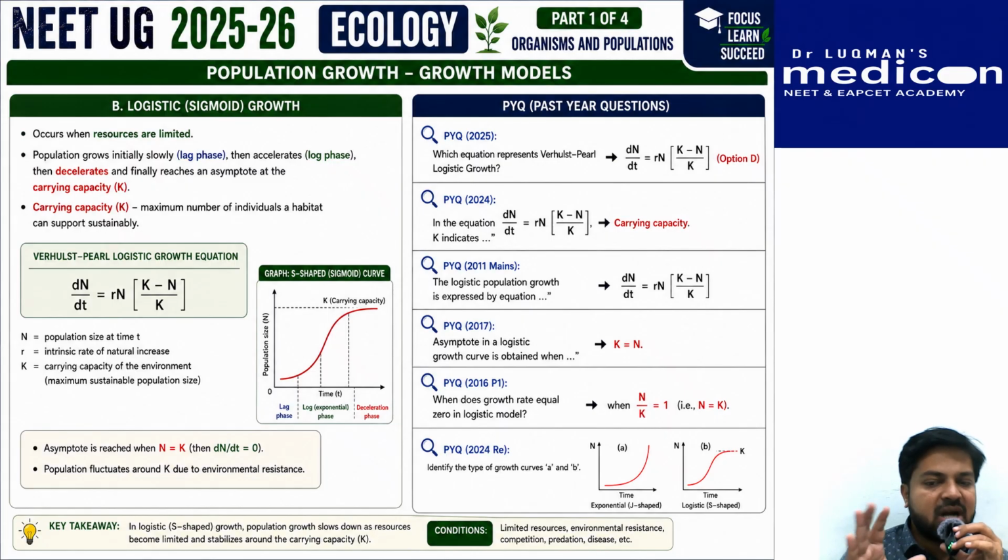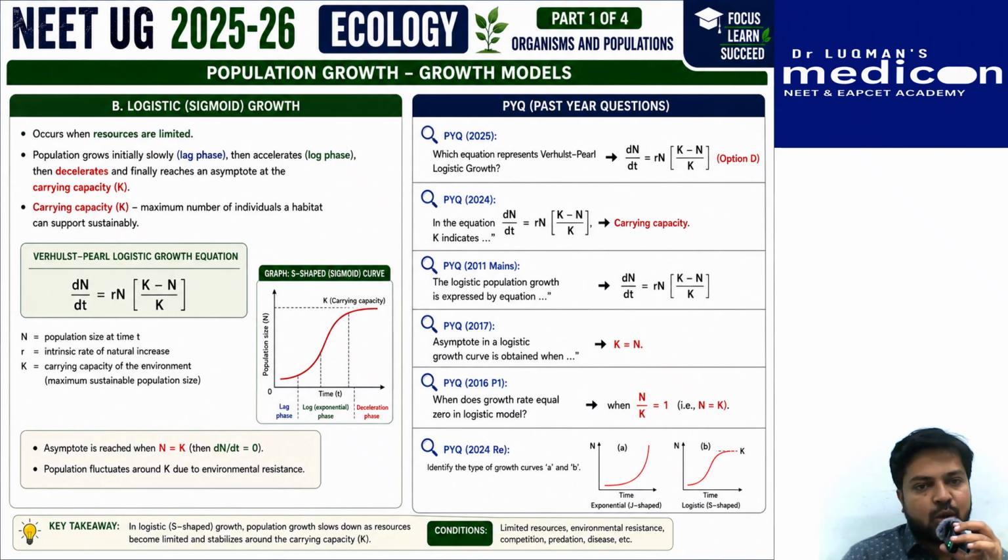Suppose that habitat supports 1 lakh population, and 1 lakh population has been reached at that time, then that is called N is equal to K, that is called asymptote. Okay, population fluctuates around K due to environmental resistance.